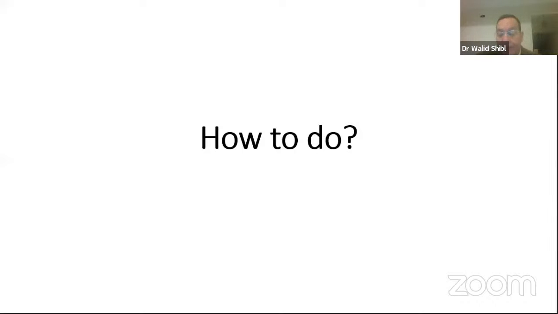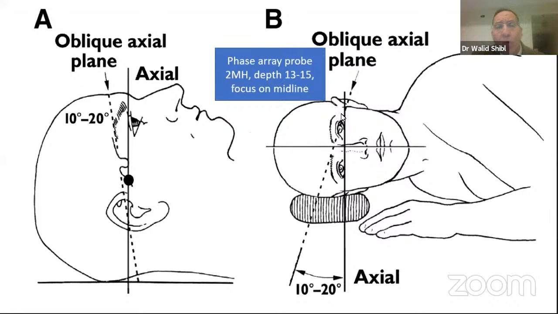How to do it? Very simply, you will use the phased array probe, the echo probe, adjusted to 2 megahertz. You will adjust the depth to 13 to 15 and put the focus at the midline.